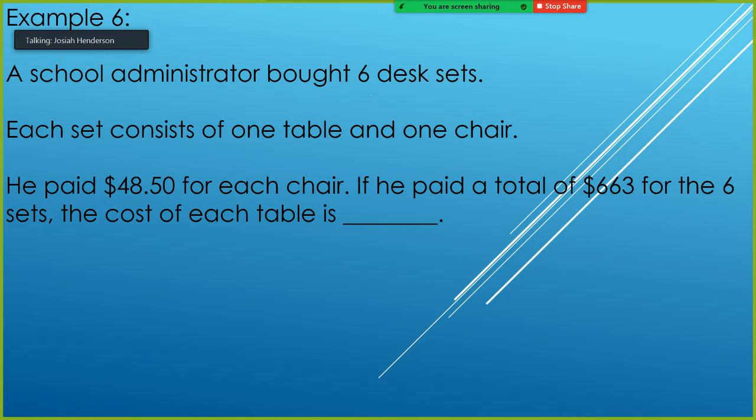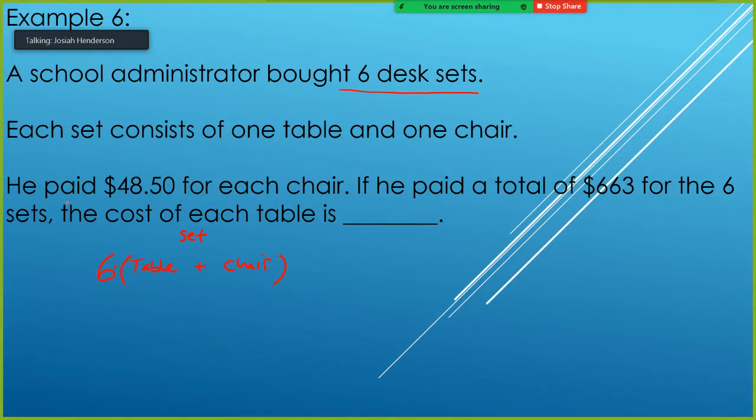So a school administrator bought 6 desk sets. Each set consists of 1 table and 1 chair. So I'm going to try to draw this out. We know that each set is a table and a chair. Okay, that's what we're calling a set. It says he bought 6 of these sets, right? So I'm going to do 6 times my table and chair, my set. 6 sets.